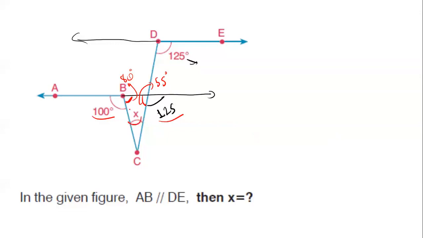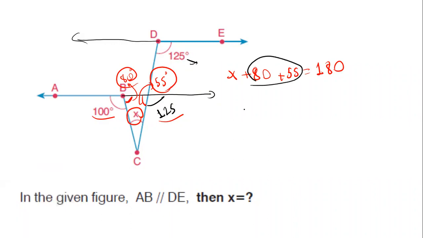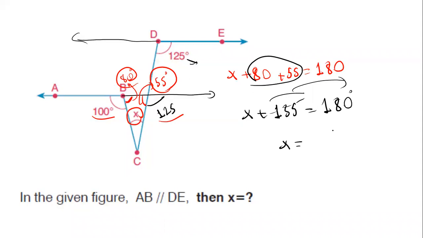And then x plus 80 plus 55 is going to be 180. The sum of interior angles of a triangle is 180. So I add these angles to each other, which is going to give me x plus 135 equals 180. And this to the subtraction, x is going to give you 45 degrees.